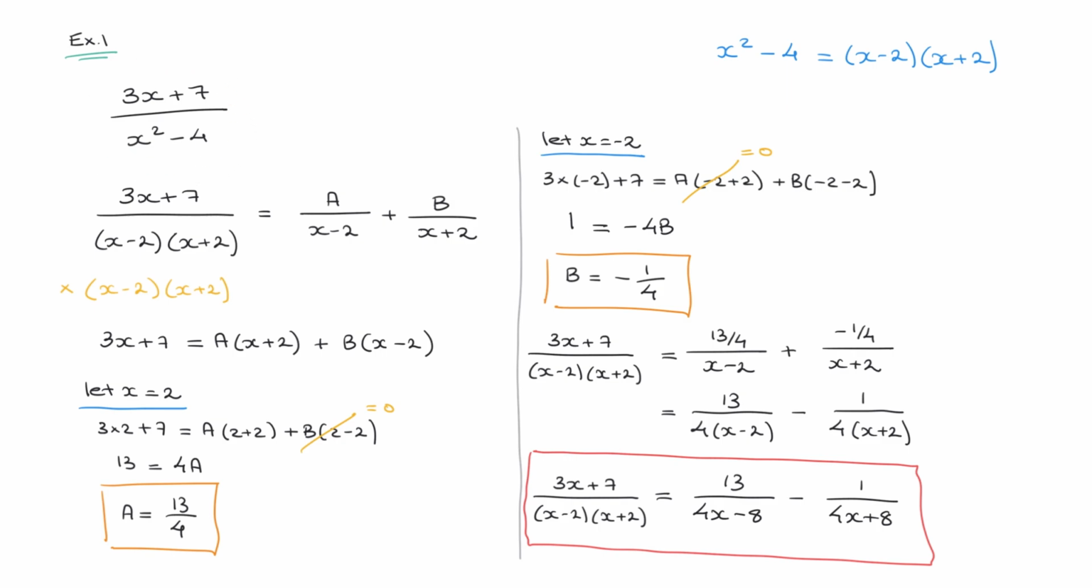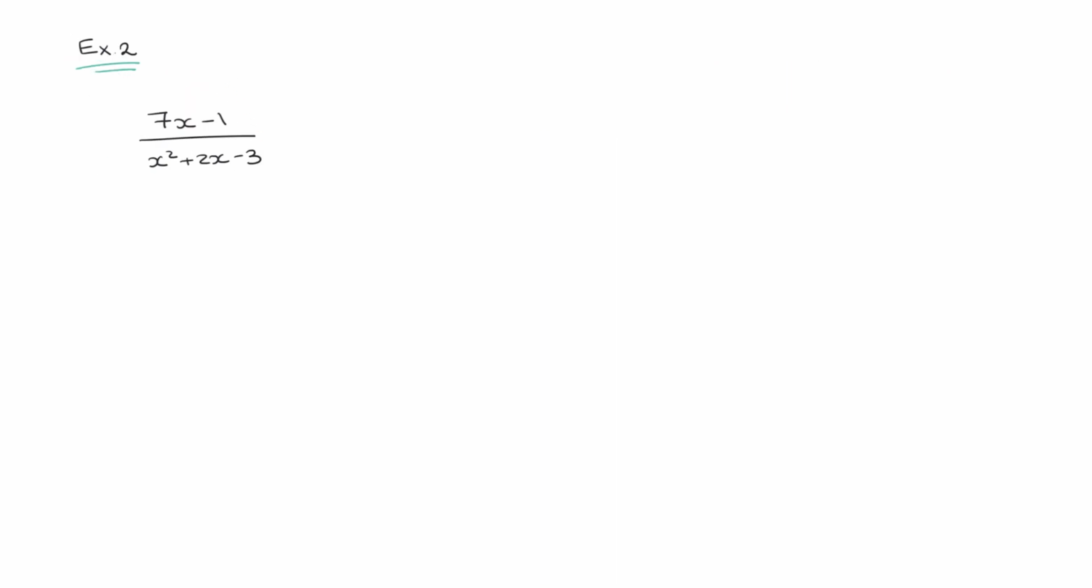Okay, let's look at this second example. For this second example, we're given the fraction (7x minus 1) over (x squared plus 2x minus 3). Once again, we notice that the degree of the numerator is less than the degree of the denominator, and so provided we can write this quadratic in factored form, in other words, provided this quadratic has 2 linear factors, we'll be able to carry out the partial fraction decomposition.